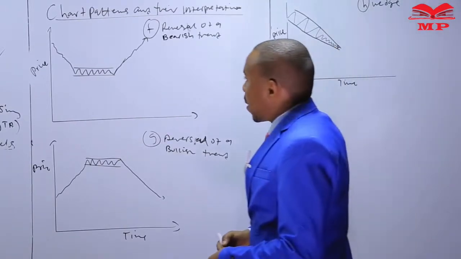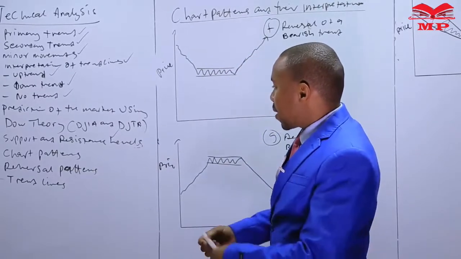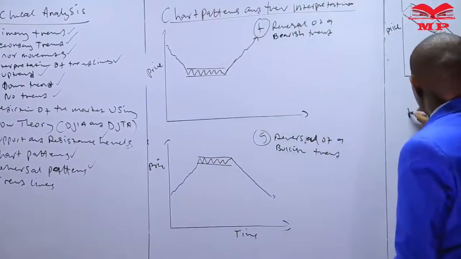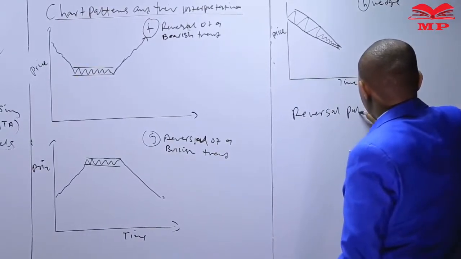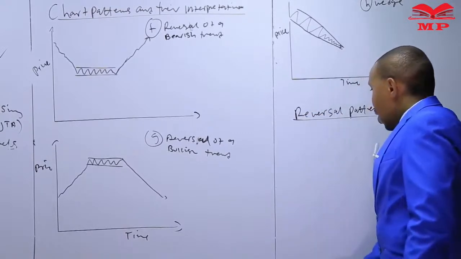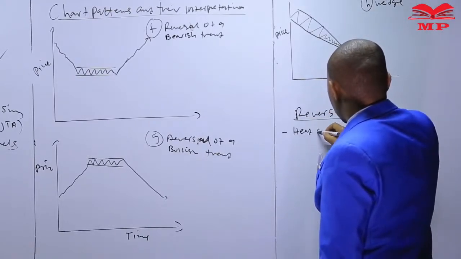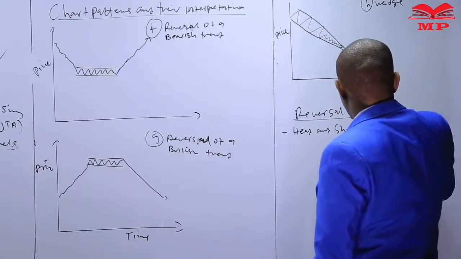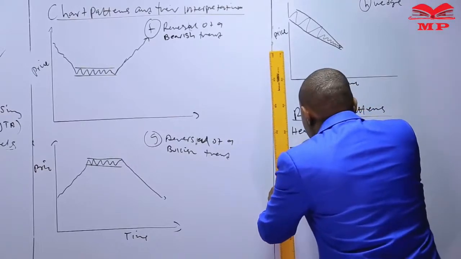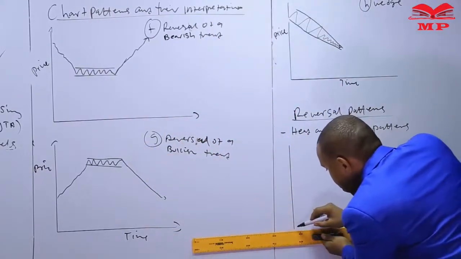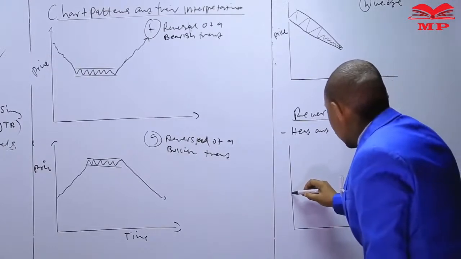Now, having looked at the chart patterns, now let's look at something else, and we look at reversal patterns. Reversal patterns, apologies. Now, under reversal patterns, we look at head and shoulders patterns. Just use a graph here. So the head and shoulders will just be like that.